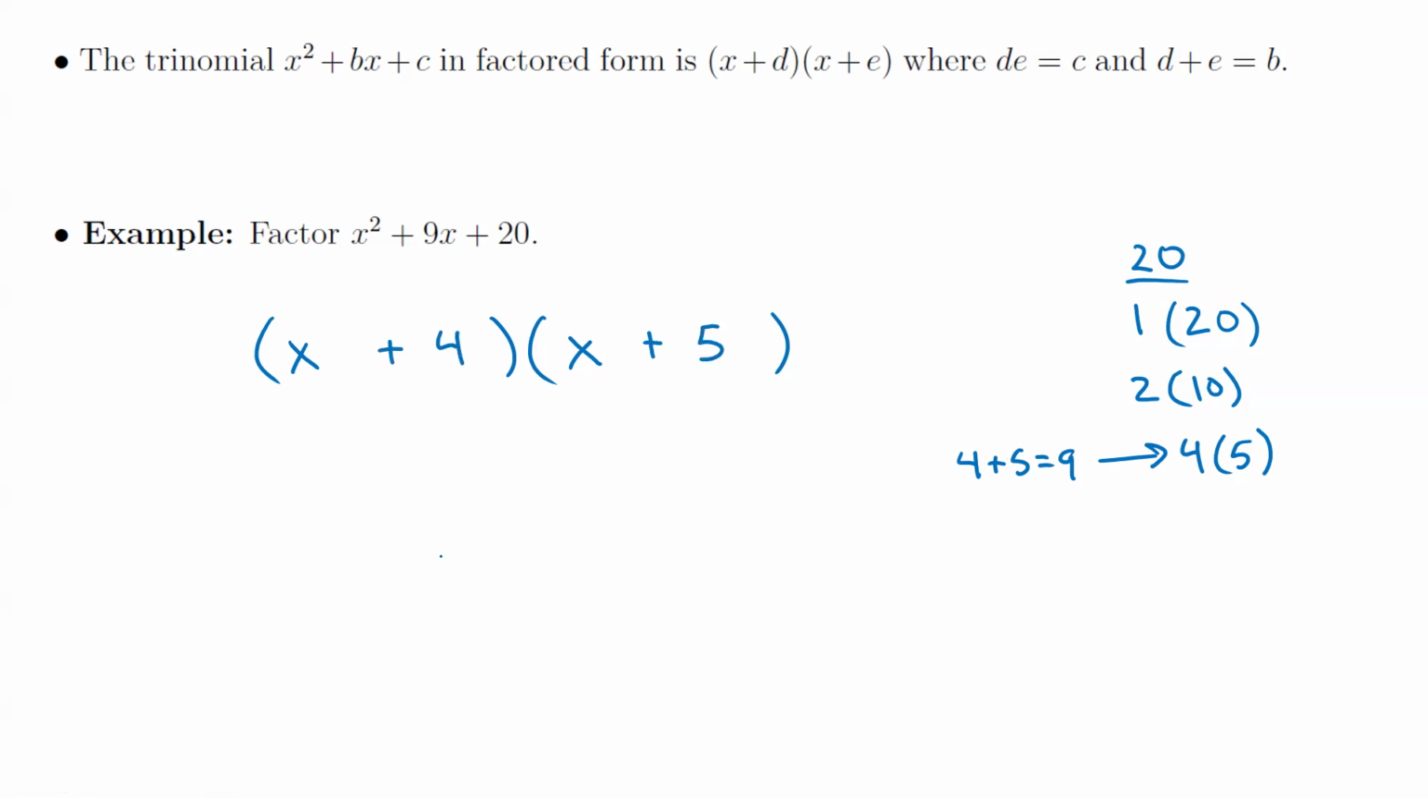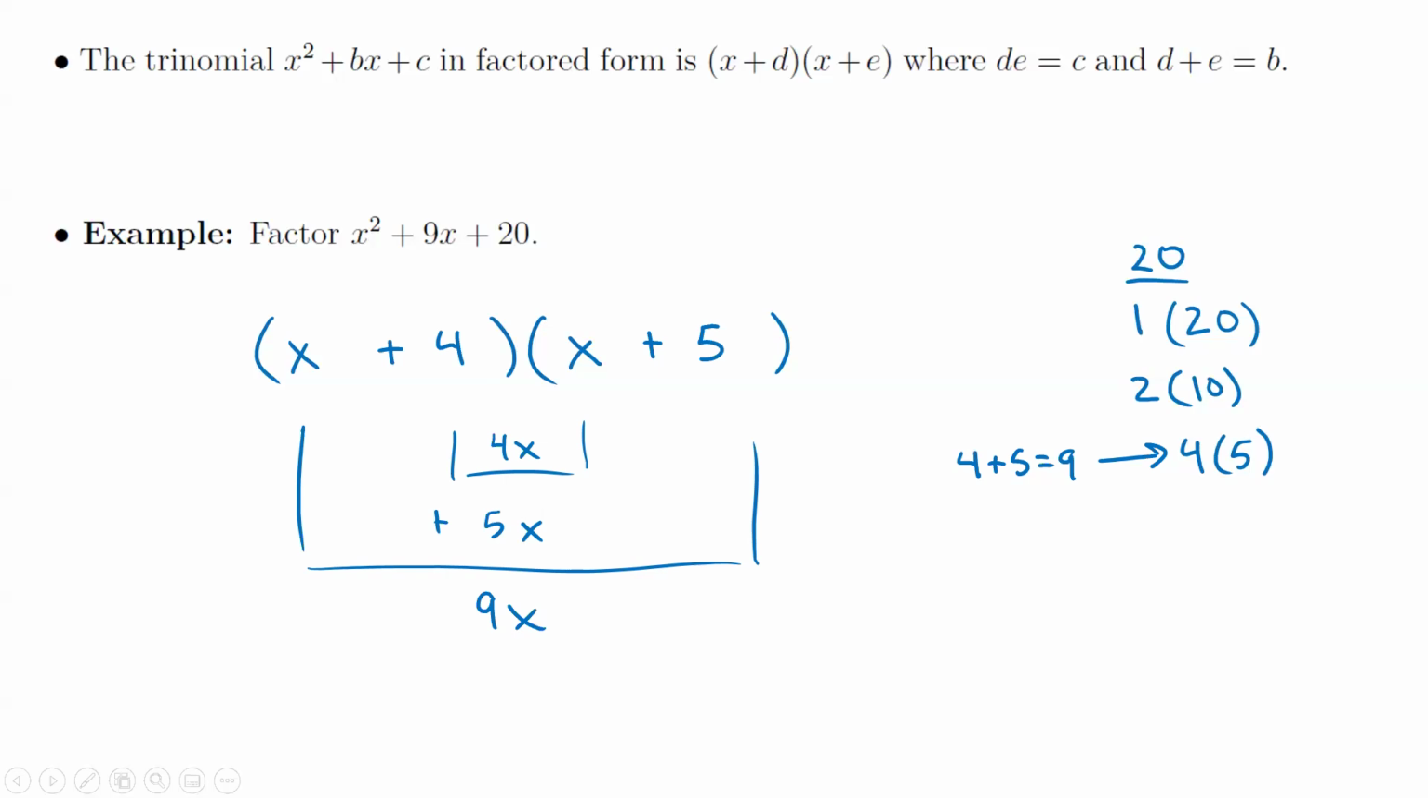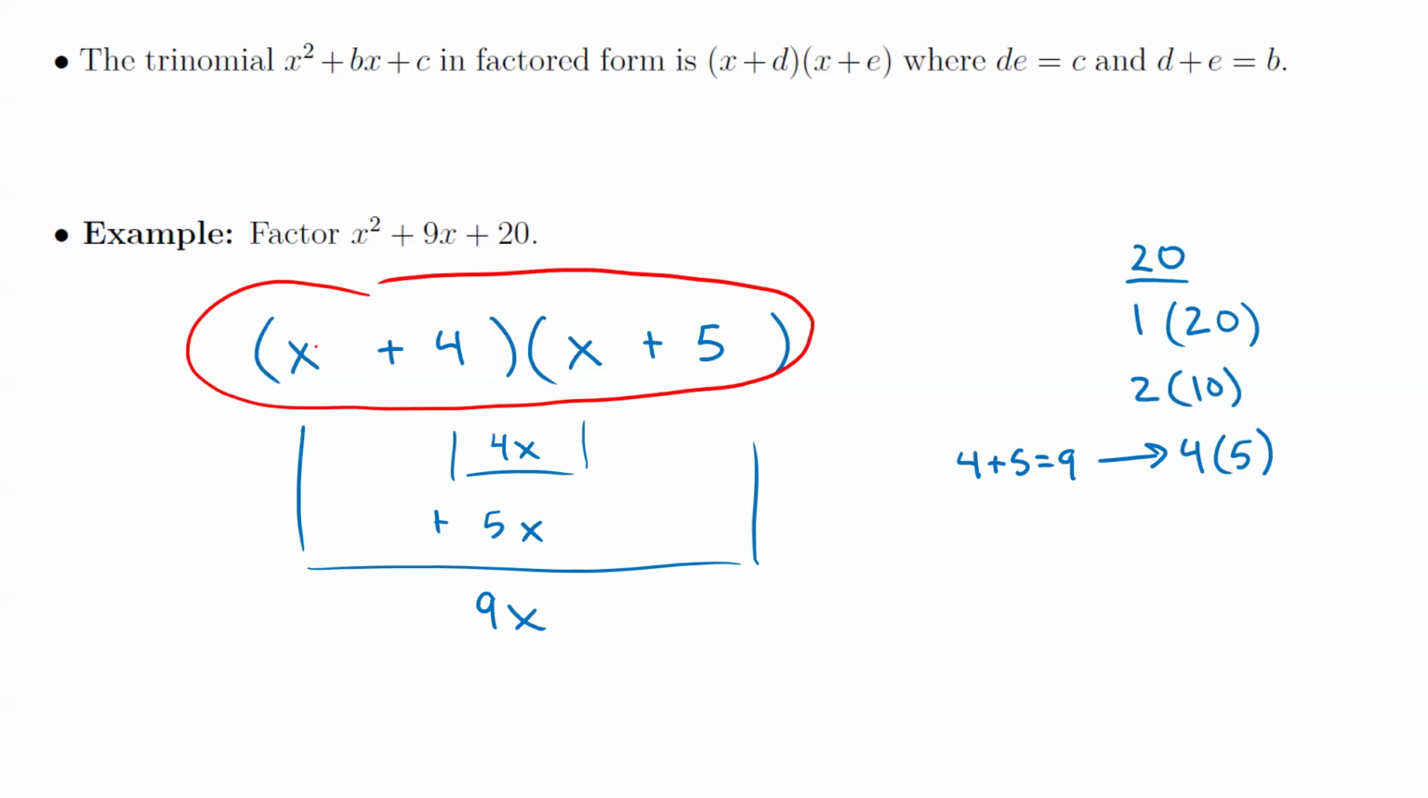All right. This business of me doing this is just me checking my work. 4x plus 5x is 9x. You don't necessarily have to write that down, but that's what confirms that that is the correct factorization. So there's our answer.